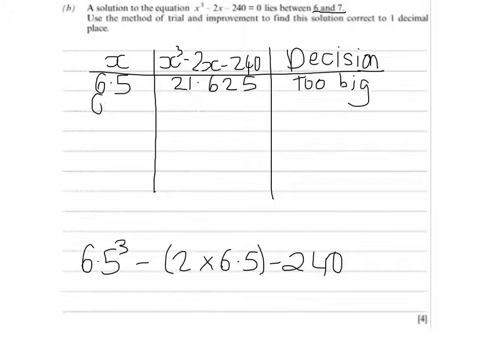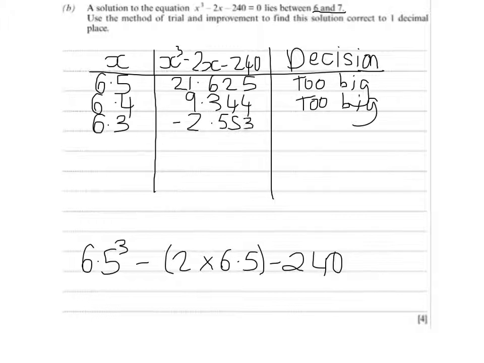So let's try the next one down. Let's try 6.4. So again, you type that into your calculator and you get 9.344, which again we want 0, so it's too big. So we try the next one down, which is 6.3. And if you do that on your calculator, you get minus 2.553, which is too small.